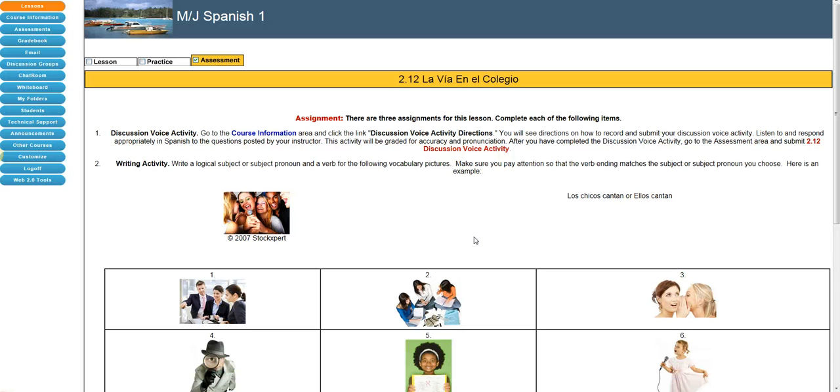Okay, let's take a look at lesson 2.12, the actual assessment. If you have not seen 2.11 or the first part of 2.12 with the lesson explanation, go back and look at those. For this, you've got two activities. You've got a discussion voice activity and you've got a writing activity.